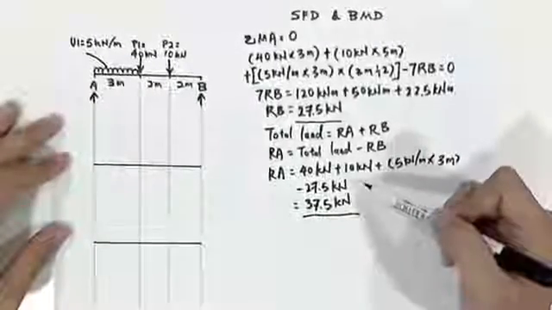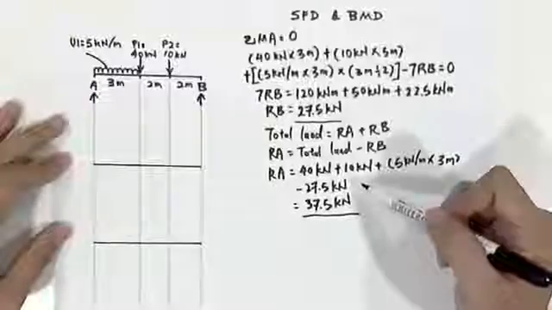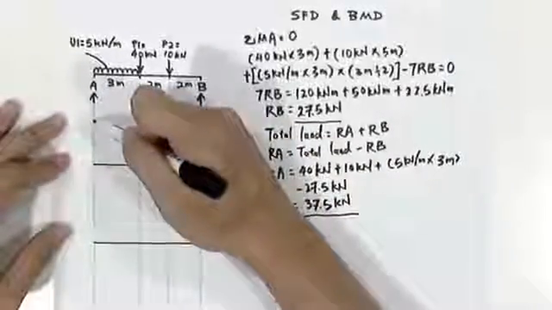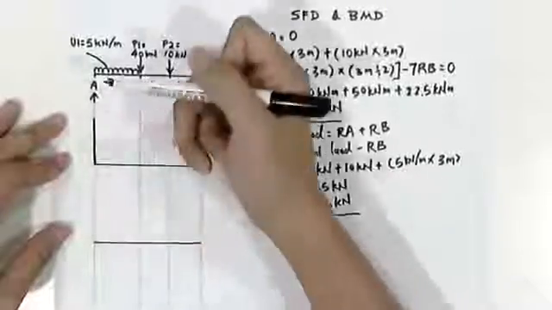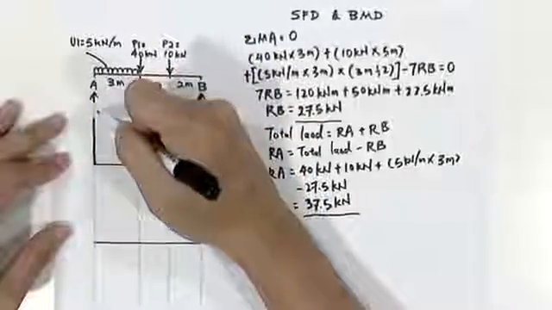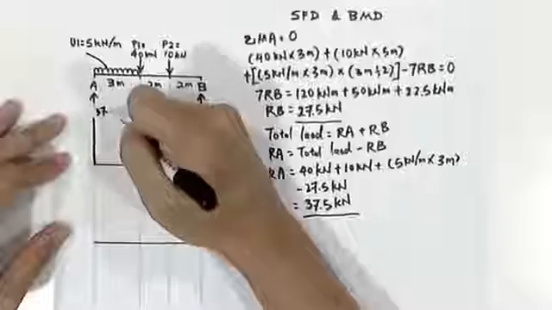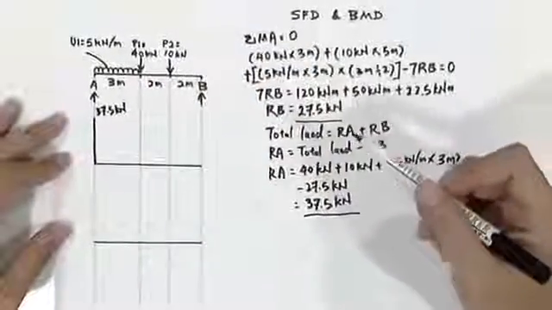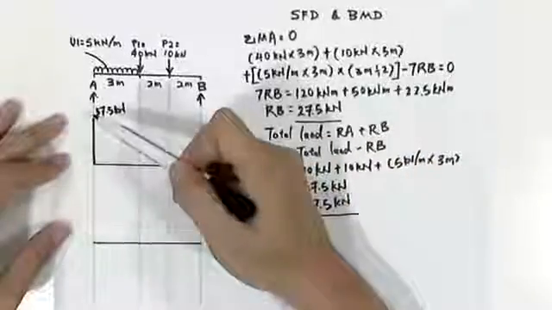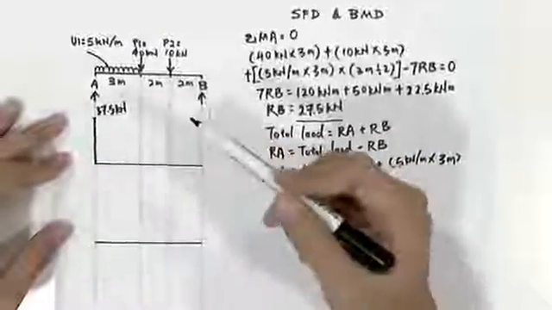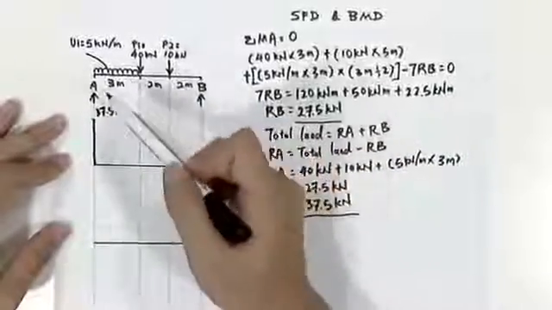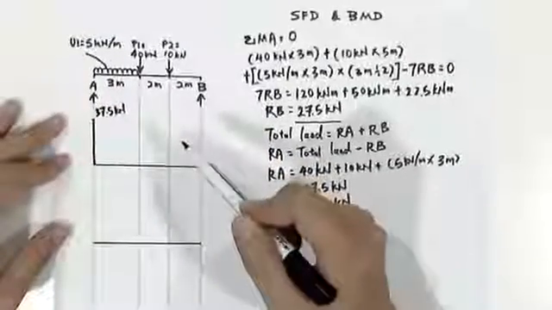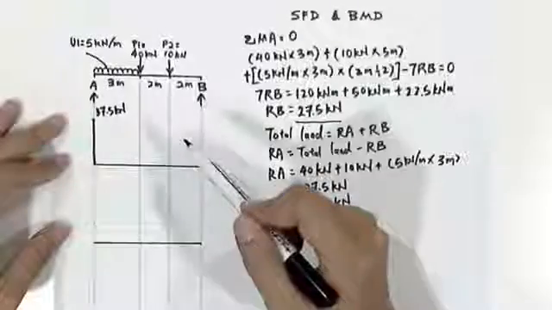On support A, with a value of 37.5 kilonewton, try to draw. Then we'll put the value 37.5 kilonewton here. What happened here is that we have a uniform load of 5 kilonewton per meter.